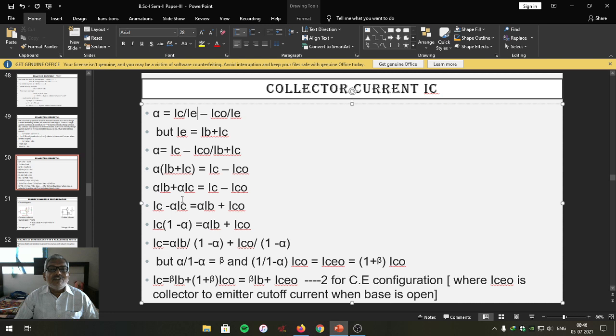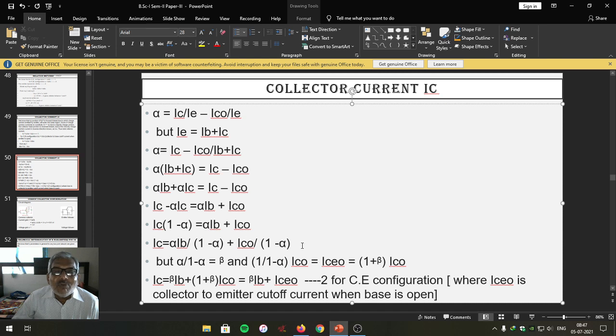In this case, IC is common now. By taking IC common, one can write IC into bracket 1 minus alpha is equal to alpha IB plus ICO. Therefore, now IC is equal to alpha IB upon 1 minus alpha plus ICO upon 1 minus alpha. In this equation, we can write alpha upon 1 minus alpha, it is beta. For this, I am representing. In this case, alpha upon 1 minus alpha, it is a beta.